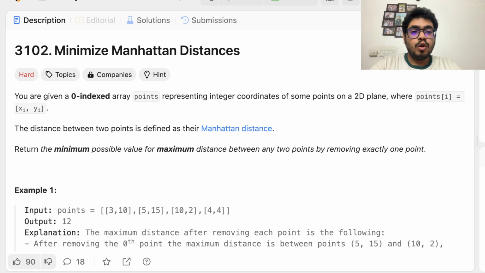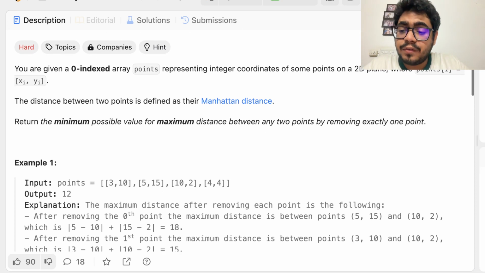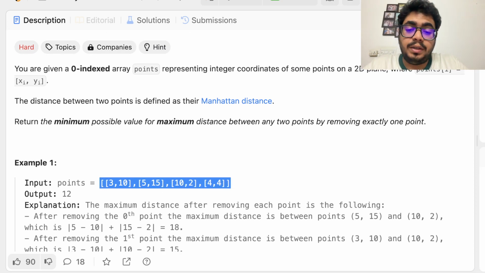So let's discuss the fourth problem of this week's weekly contest, which was Minimize Manhattan Distances. This was a hard problem, a nice problem in my opinion, which dealt with a little bit of geometry, a little bit of maths, and a lot of coding. So let's get started.